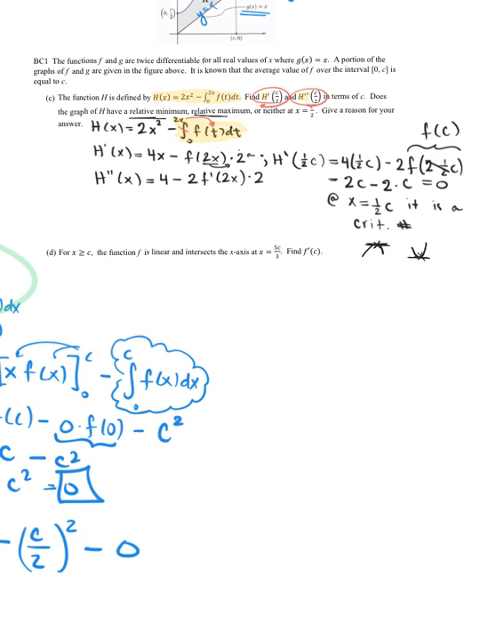So then let's go ahead and find h double prime. So h double prime of 1/2 c. So that would be 4 minus 2, and then times f prime of 2 times 1/2 c would just be c, and then times 2. So that would be 4 minus 4 f prime of c. All right, so now I have to figure out what is f prime of c, okay? Because it does say to do this in terms of c.